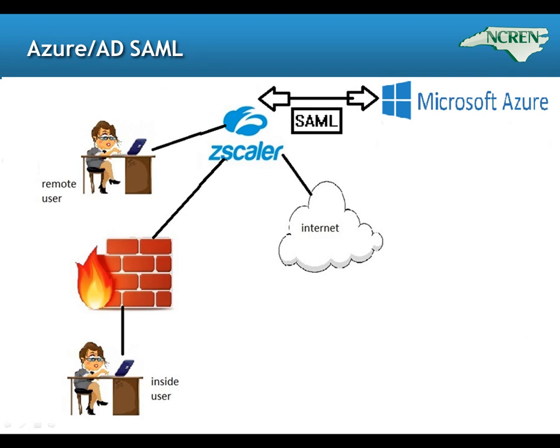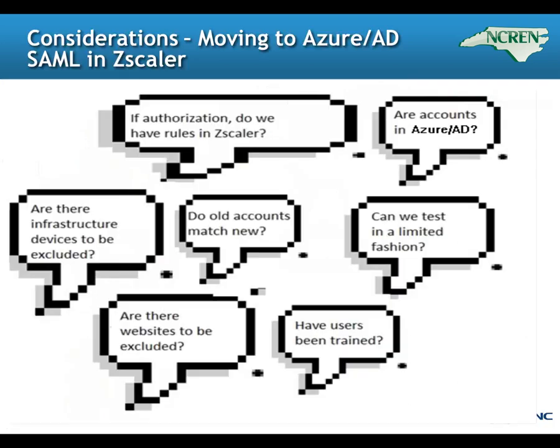Okay, if you decided to go to Azure SAML, this is what the authentication flow would look like. Your inside or outside user is going to hit the Zscaler cloud, and instead of checking with inside Active Directory or the hosted database, Zscaler talks to Microsoft Azure. And we see the SAML traffic in between Zscaler and Microsoft Azure.